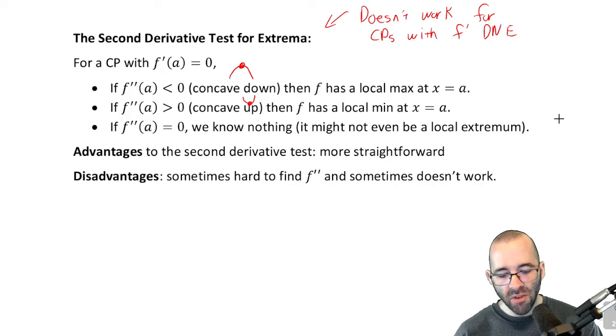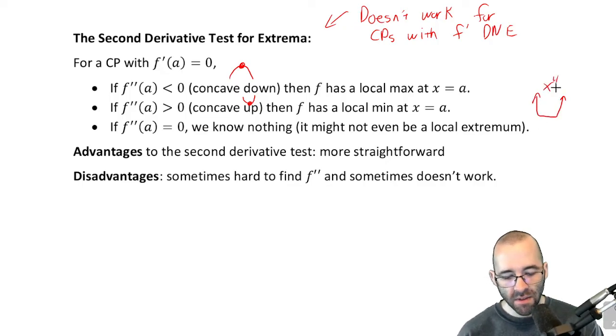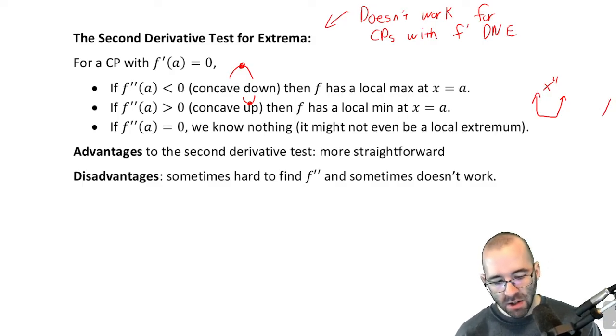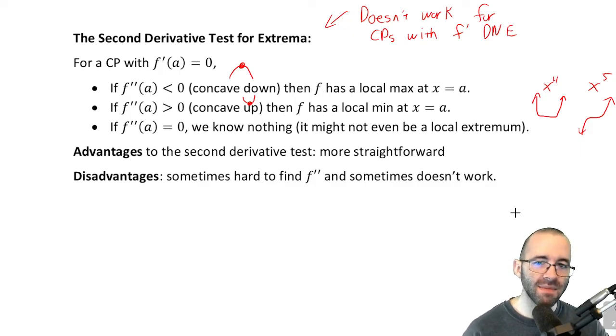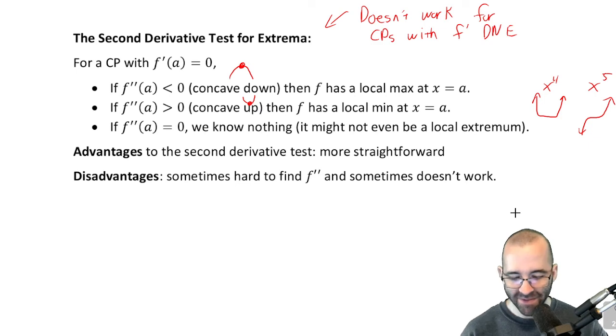So second derivative equals 0 could look like this. X to the fourth. That'd be a local minimum. Could look like this. X to the fifth. That would be neither. Could be a local maximum too. If the second derivative is equal to 0, we just get kind of sad because the test doesn't tell us anything. But hopefully that won't happen.